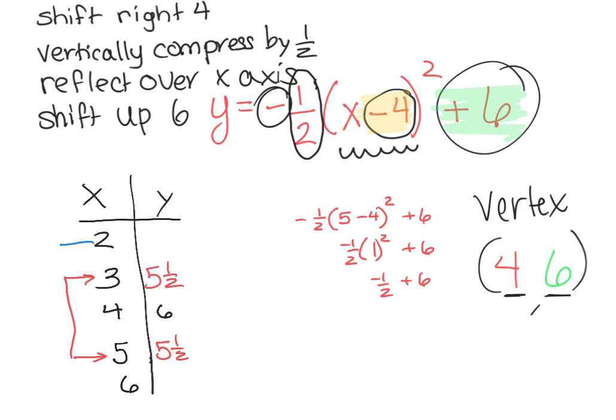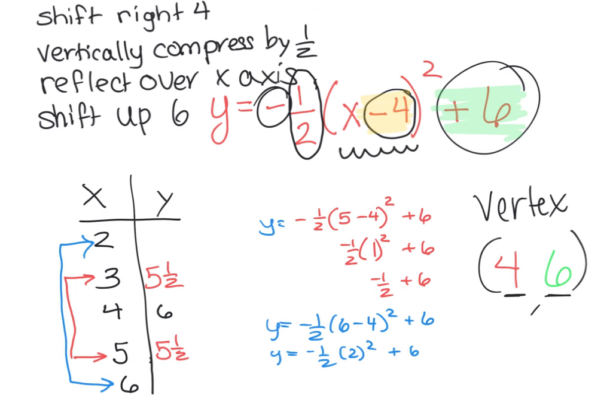Okay, then I'm going to deal with the 2 and the 6. And remember, they should give you the same answer because they're equidistant from your vertex. Okay, so I'm going to plug in my 6. Negative 1/2 times (6 minus 4) squared plus 6. Okay, so 6 minus 4 is 2. 2 squared is 4. Negative 1/2 of 4 is negative 2. And negative 2 plus 6 is 4.